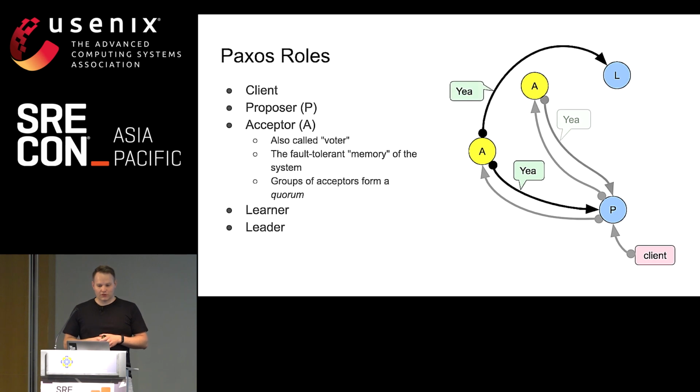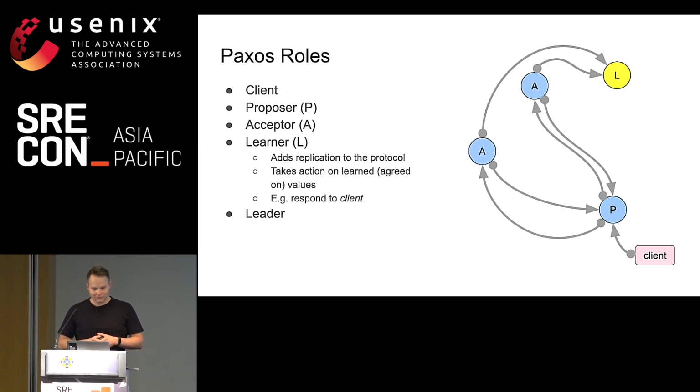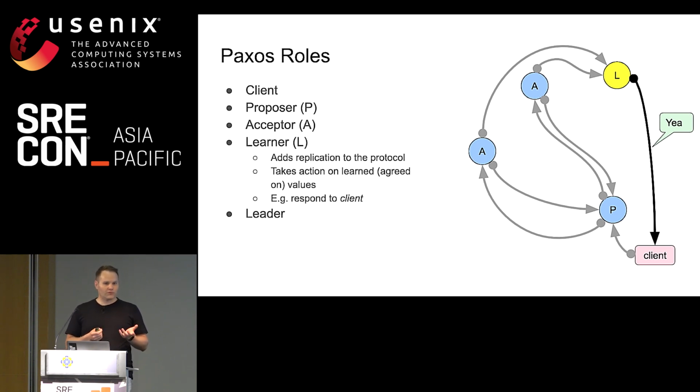The acceptors, we'll look later into how they decide, could decide: yes, sure, X sounds fine, let's all agree on value X. And if they do so, they inform the proposer, but they also inform the learner. And the learner's role is to add replication to the protocol. They take action on learned or agreed on values. So one action could be, for example, responding to the client. Because eventually, the client wants to know, have we successfully agreed on value X?